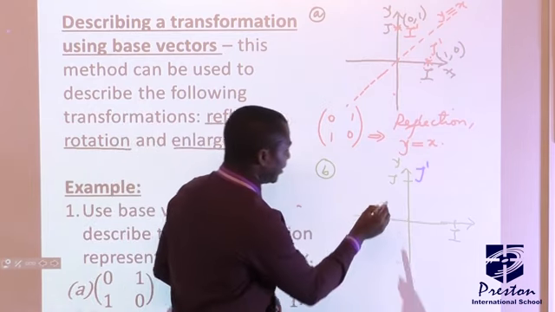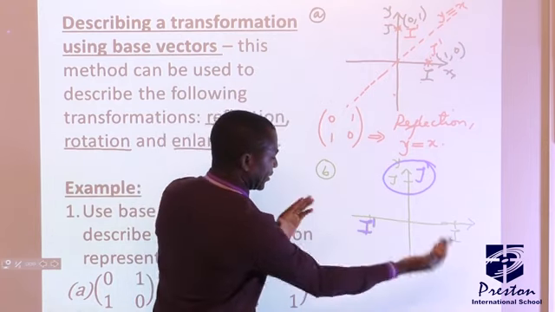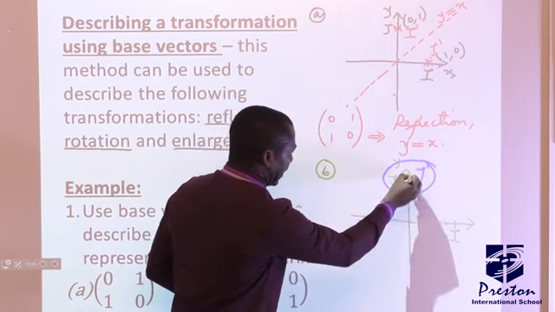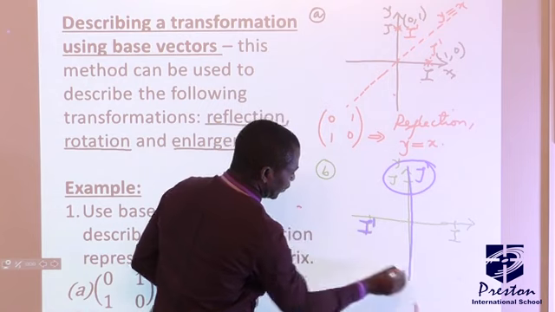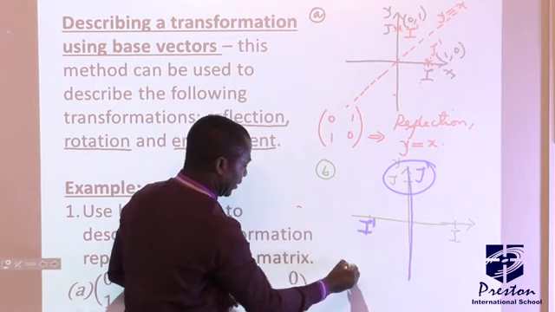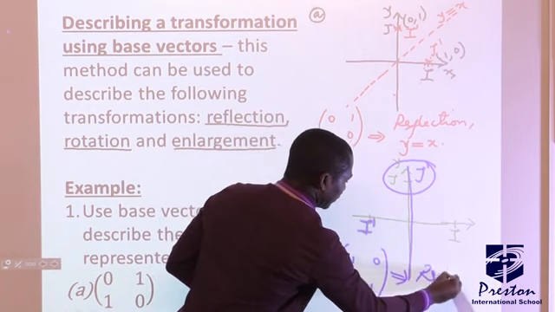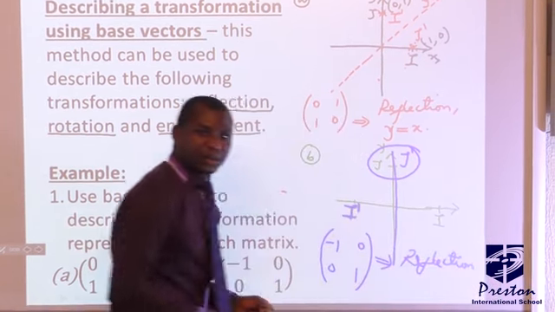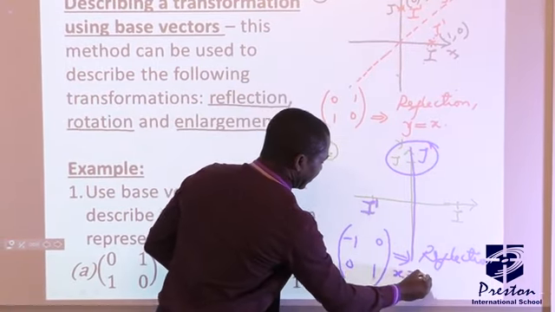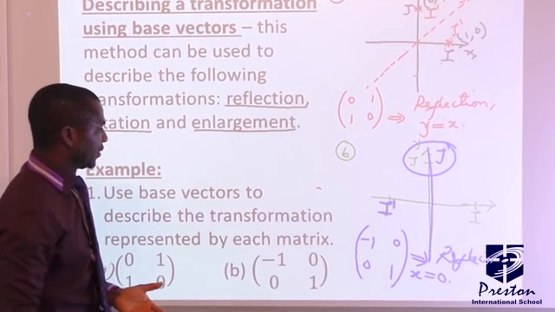Now, if you look at this, my J is fixed. It's only the I that is changing. That means that there is a reflection. We are flipping. We only flipped I to this place. So the matrix (-1, 0; 0, 1) represents reflection. Now, if it is reflection, what's the mirror line? The mirror line is x equal to 0. So that's how to use base vectors to get the image of transformations.